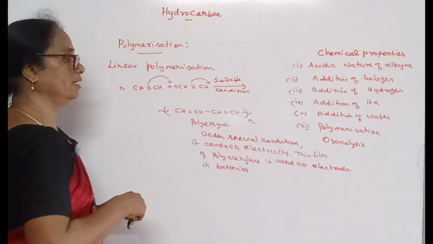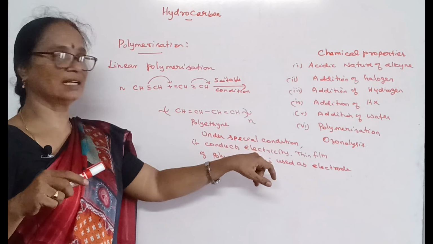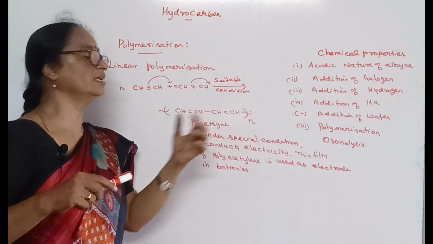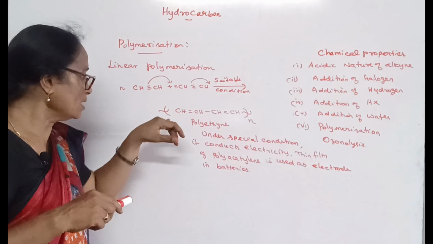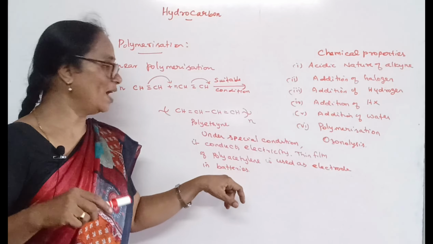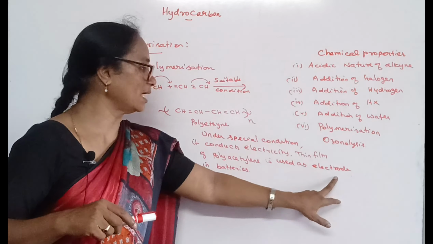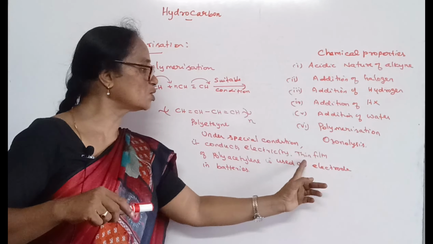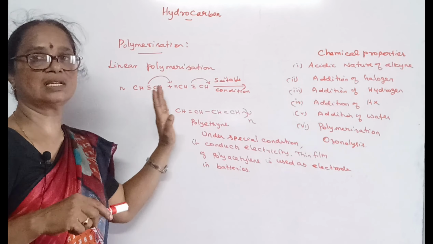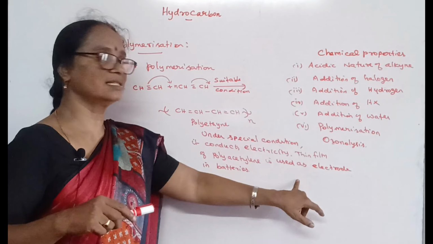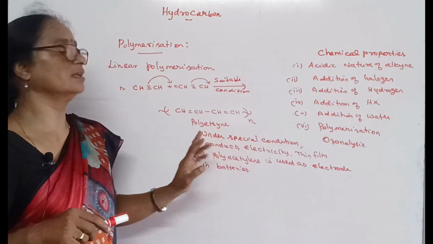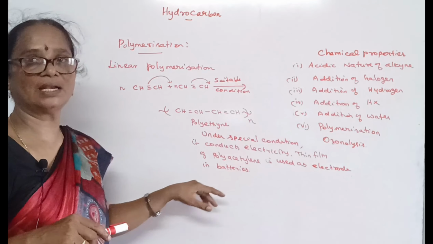This polyethyne usually conducts electricity. Under suitable conditions we can make this polyethyne a conductor. So it is used as an electrode in batteries. Why do we use polyethyne in batteries? Because we use the electrode as a thin film only, where metal electrodes are much costlier, but polyethyne is cheaper as well as lighter. So this polyethyne can be used as an electrode in batteries.